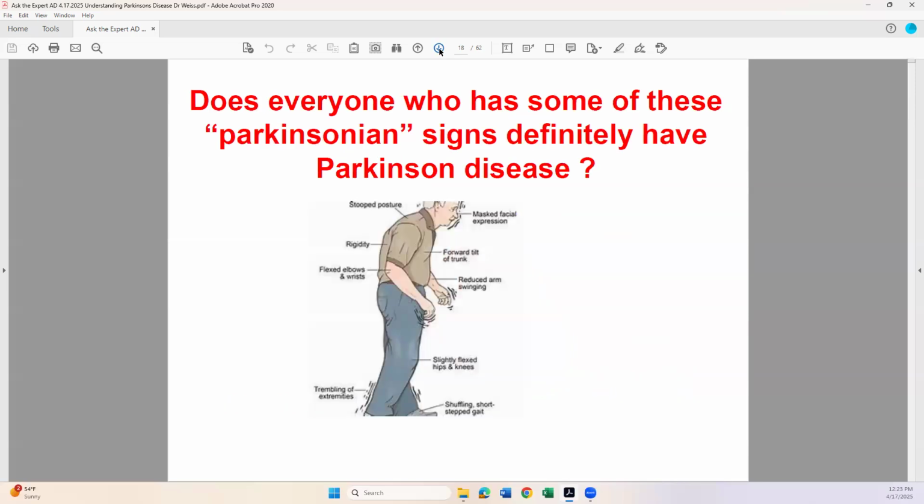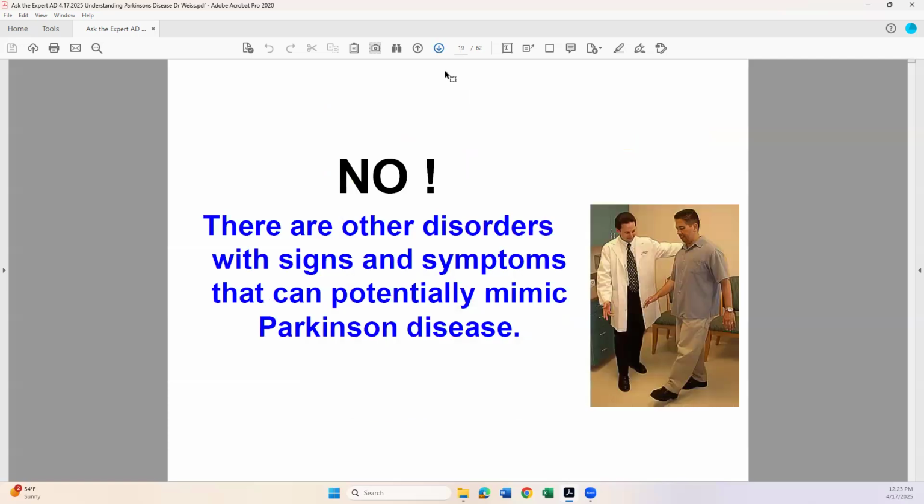So when you see a new patient, does everybody who has some of these Parkinsonian signs definitely have Parkinson's disease? And the answer is no. Because there are other neurologic conditions that could potentially mimic Parkinson's disease. There are other neurodegenerative diseases that early on have some symptoms that look Parkinsonian. So sometimes your initial diagnosis may have to be revised.